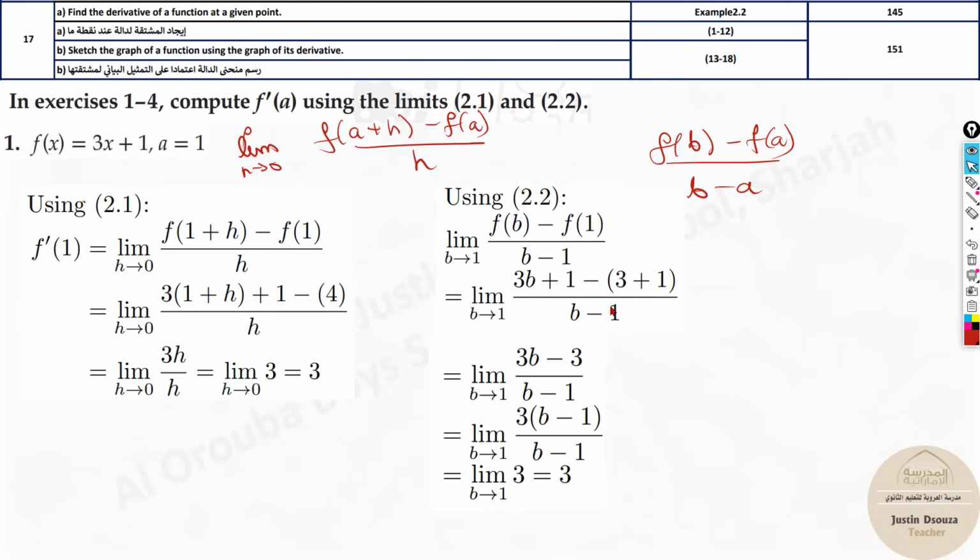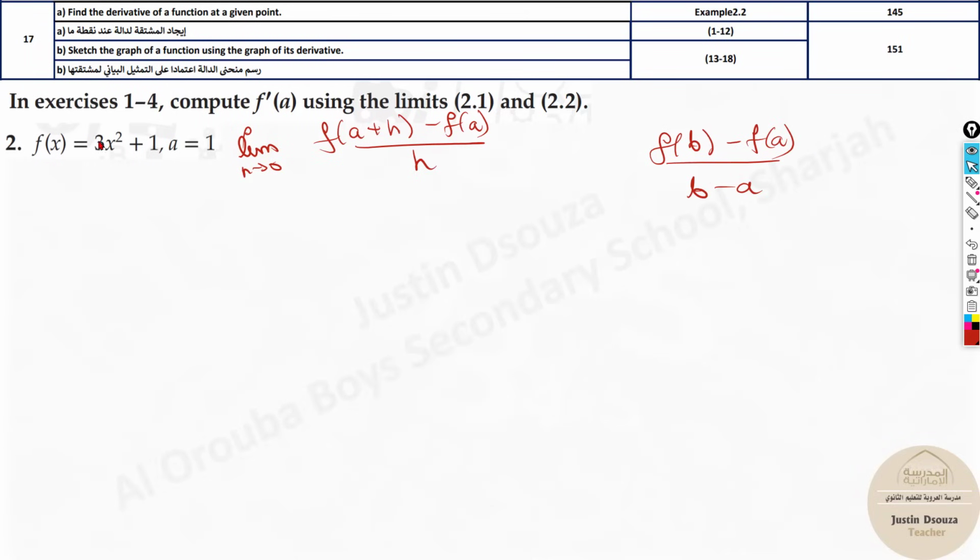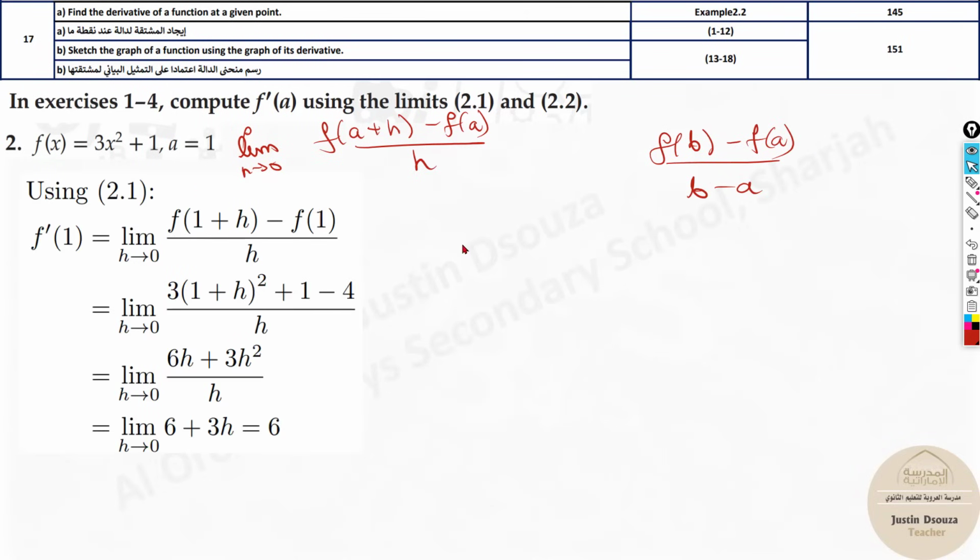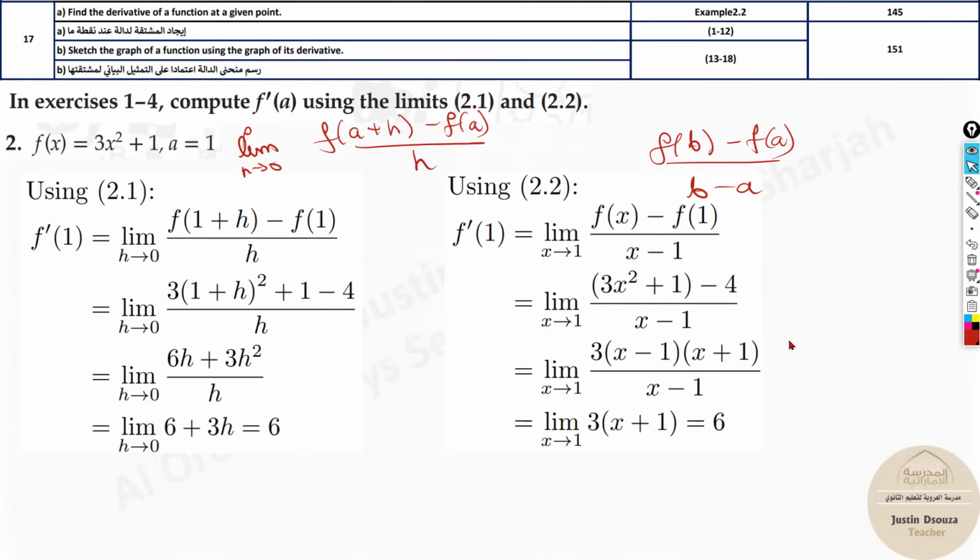They are same. Both are derivative because you're finding the slope of the derivative, right? Slope of the tangent line. That's the derivative basically. Even over here, it's the same concept. First formula, second formula, you'll get the answer. The steps are there. Please refer to the steps as well.